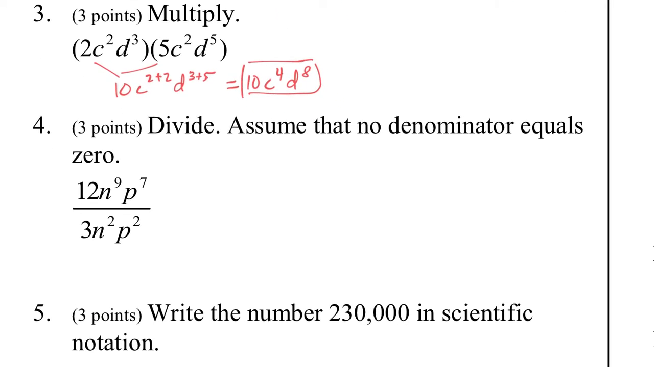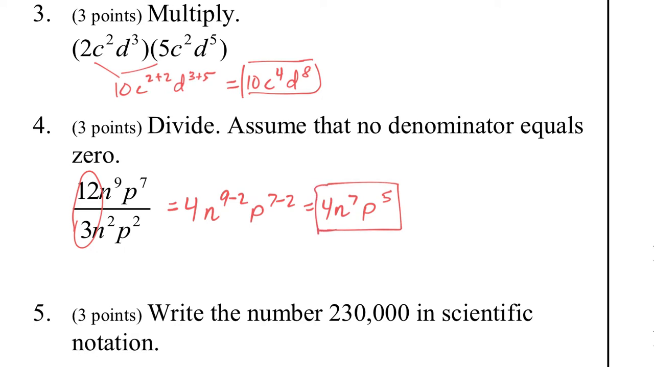We have to divide these. Assume that no denominator equals 0, because you can't divide by 0. So anyway, 12 divided by 3, that's 4. And when we divide our powers, we subtract the exponents. So that'd be n to the 9 minus 2, and p to the 7 minus 2. Oh, I'm sorry, not p, n. So n to the 7th, and then p to the 5th. So the answer is 4n to the 7th, p to the 5th. And that's done.